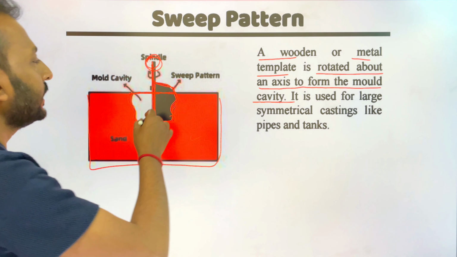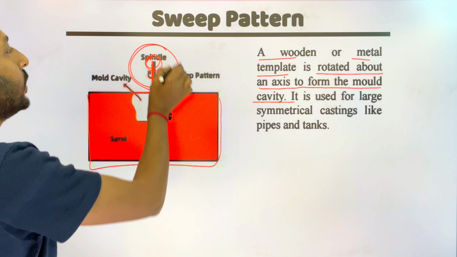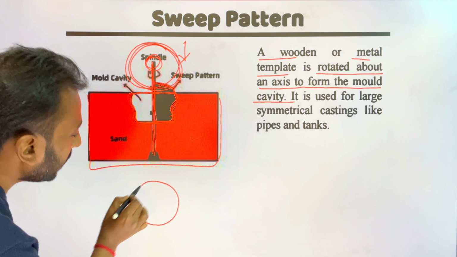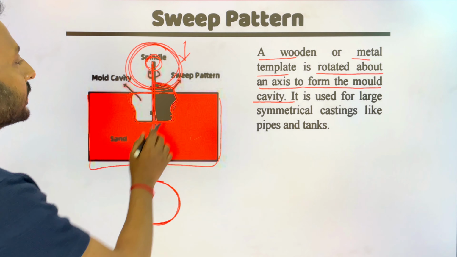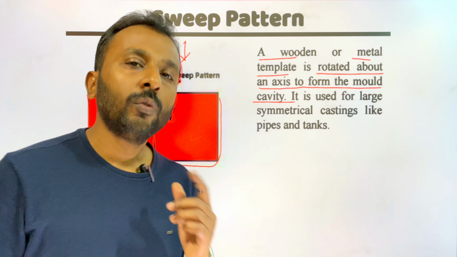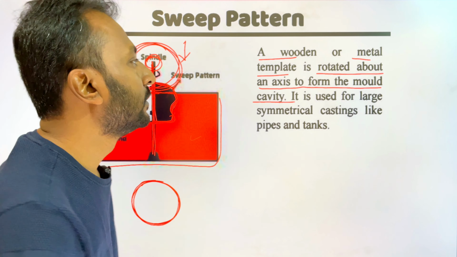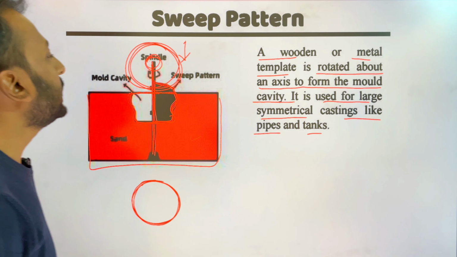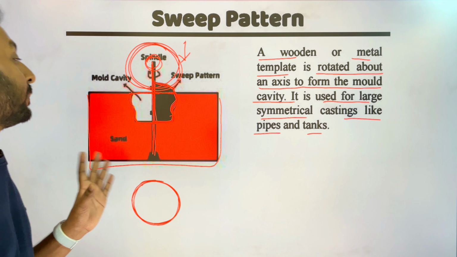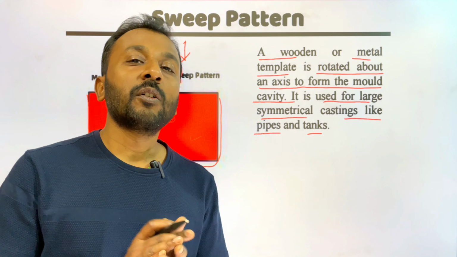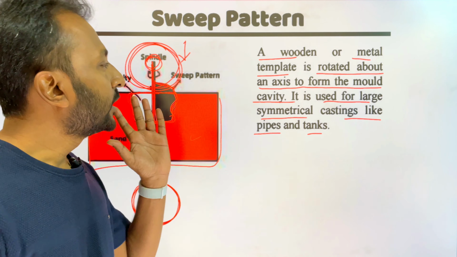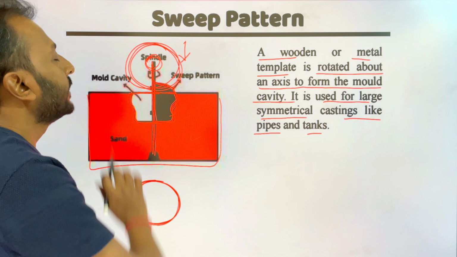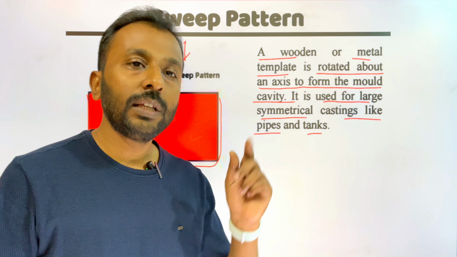This will be circular in cross section. If we take the top view, this will be circular in cross section. It should be like this, and with the help of a single board we are creating a hollow cavity. It is used for large symmetrical castings like pipes and tanks. This is a very simple pattern, but it is creating a complicated shape, and the shape is symmetric and very large. So we are saving a very large amount of pattern material using this sweep pattern.